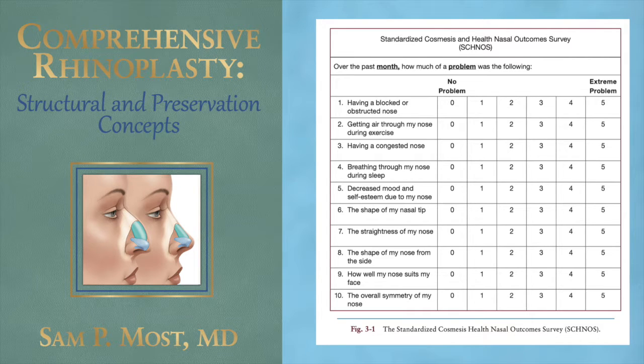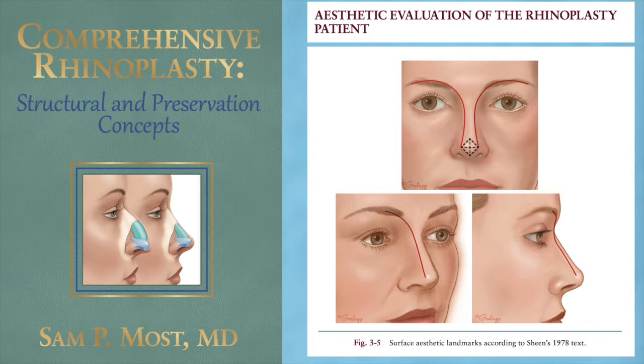Now, I can't do, in this short overview of the chapter, which again goes into all of this in much more detail in the text, all of the things that we look for in aesthetic evaluation of the rhinoplasty patient, but there are a few key things. Sheen described these surface landmarks as shown here, the sort of diamond shape around the tip, and this line from the brow to the tip called the brow tip aesthetic line, which is really close to the dorsal aesthetic line that we call it nowadays, and the importance of that.